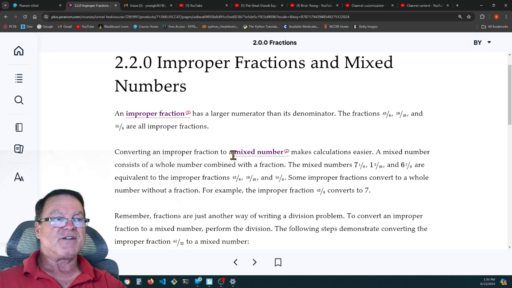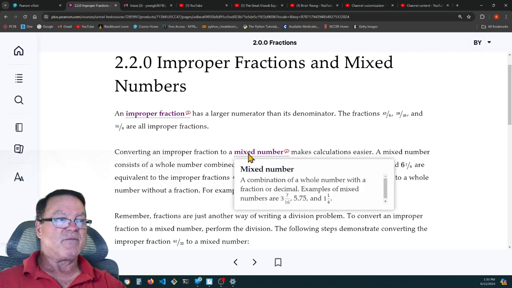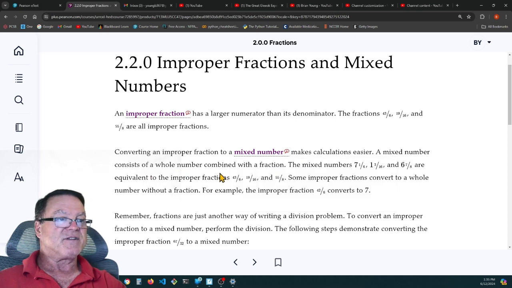Converting an improper fraction into a mixed number makes calculations easier. Let's see what a mixed number is. A mixed number is a combination of a whole number with a fraction or decimal. Examples of mixed numbers are 3 and 7/16, 5.75, and 1 and 1/4. Those are mixed numbers. A mixed number consists of a whole number combined with a fraction.